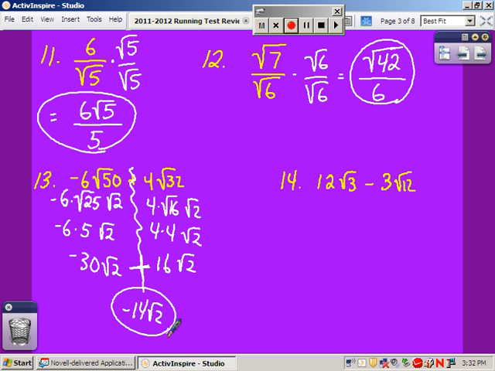Over here, I have 12 square root of 3, and I'm going to subtract 3 square root of 12. I can't do it because the square roots aren't the same. But this 12 square root of 3 is pretty simplified. That's about as low as it's going to get.